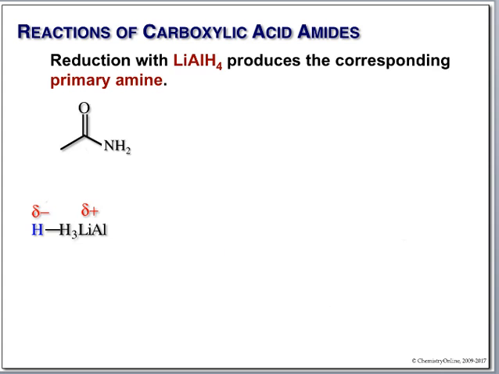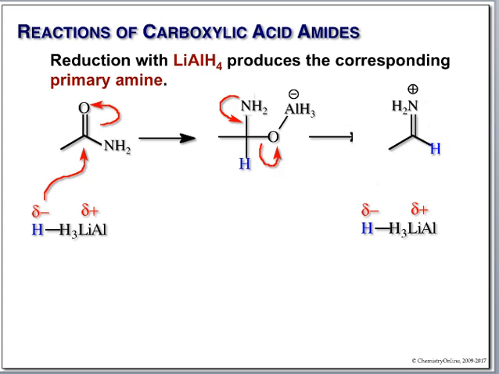With amides, you can also do the hydride thing. Once again, you add one. In this case, we're going to lose the aluminum thing and make the imine. This is a carbonyl equivalent, so we add another mole of hydride, and we go to the amine. So amides go all the way to the amines.